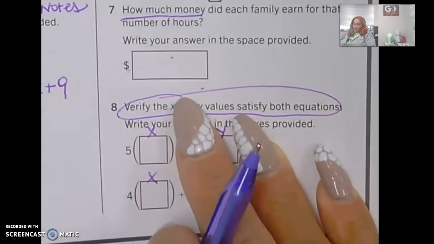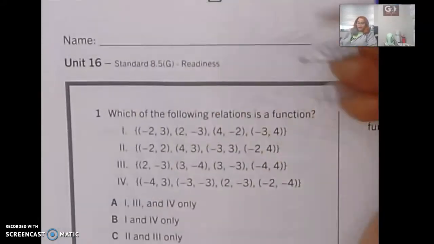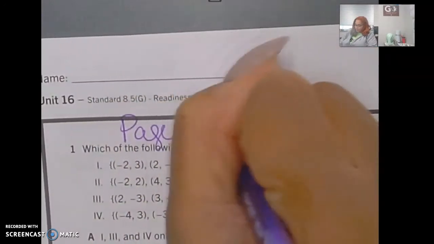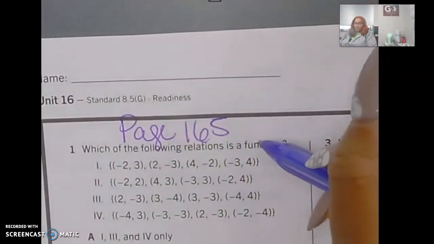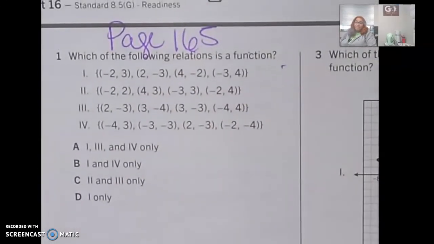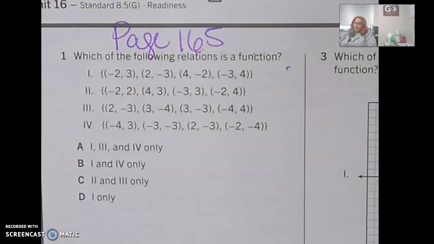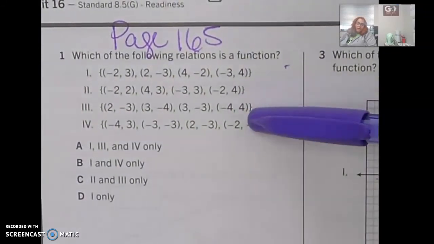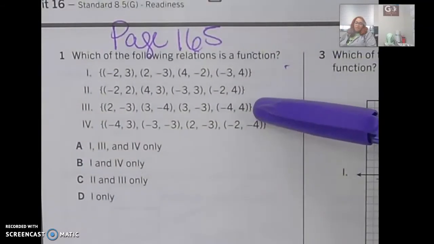All right, let's go to the functions homework. So this is now page 165. Which of the following relations is a function? Remember, we went over these notes already in class. I will post them on Google Classroom so you can refer to them if you get stuck here. So it says, which of the following relations is a function?